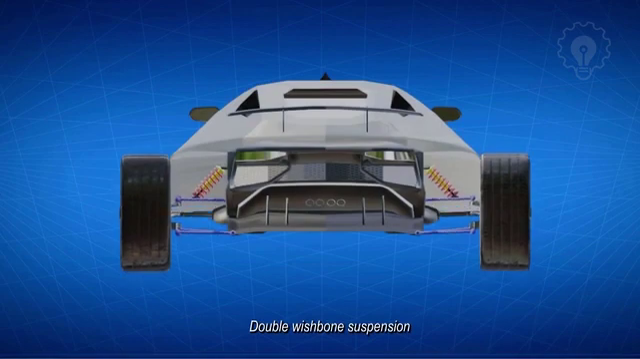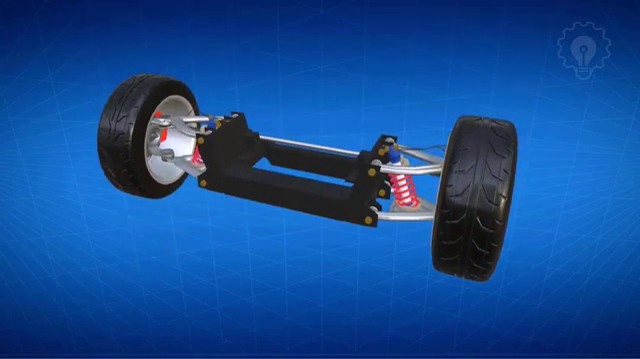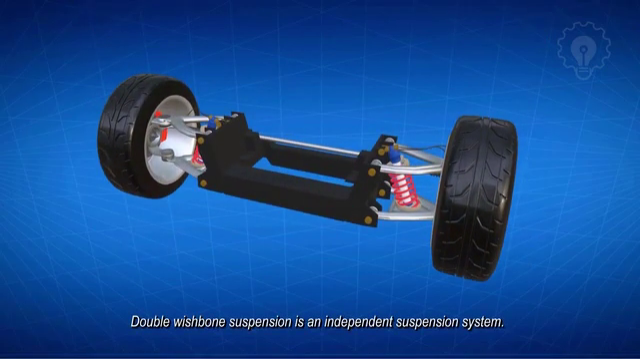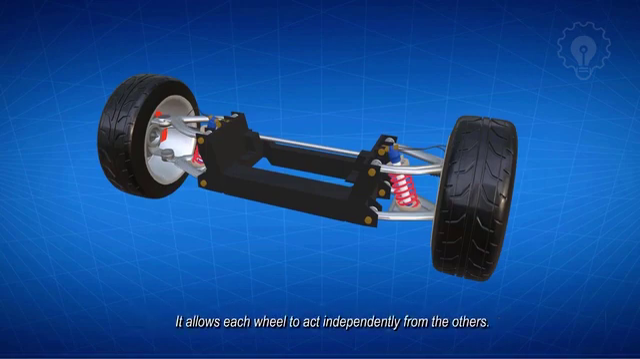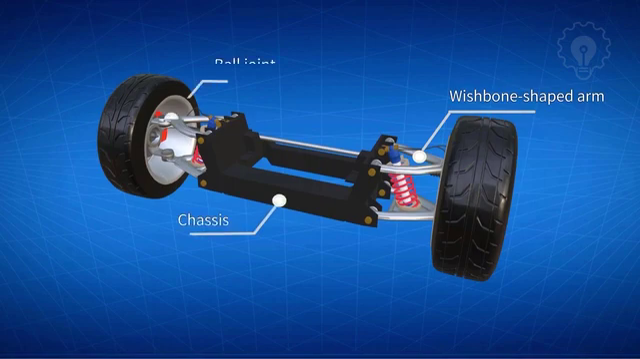Double wishbone suspension. The basic design. Double wishbone suspension is an independent suspension system. It allows each wheel to act independently from the others. This is accomplished by two wishbone-shaped arms, also called double-A arms, that are located between the steering knuckle and the chassis. The upper and lower control arms have ball joints at both ends, to enable movement in all directions.